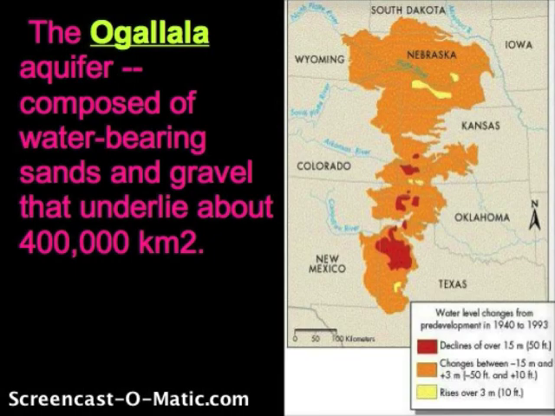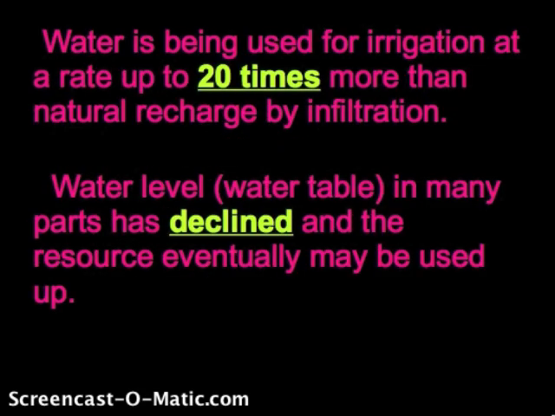Now, the Ogallala Aquifer is actually composed of water-bearing sand and gravel that underlies about 400,000 square kilometers. And it's hard to believe that we're using that much water that we're drawing it down, but we definitely are. Now, water is being used for irrigation at a rate up to 20 times more than natural recharge. So we're using it up 20 times faster than we can put it back, or Mother Nature can put it back anyway. So water levels in many parts have declined and the resource eventually may be used up.